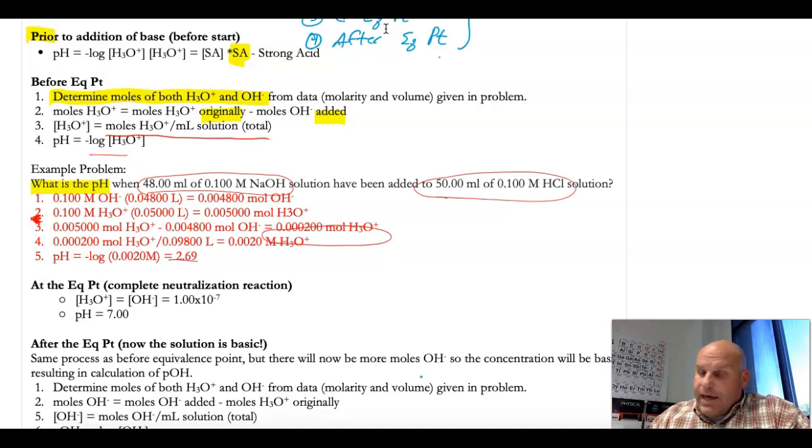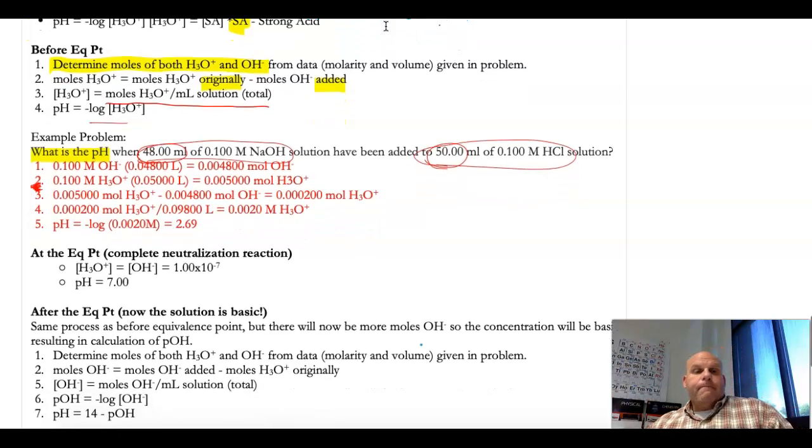Again, because we had 48 milliliters and 50 milliliters is 98 milliliters. I'm a little off here. That's where my volume comes from. And then once I have that concentration, I can solve for the pH. I'm going to walk through some more problems at the end of all this as well.